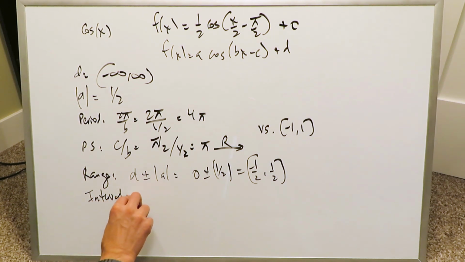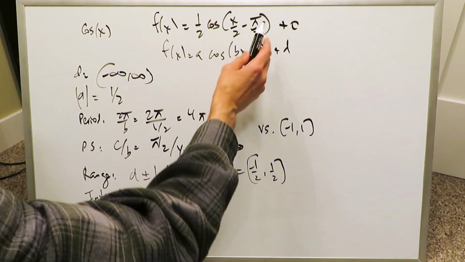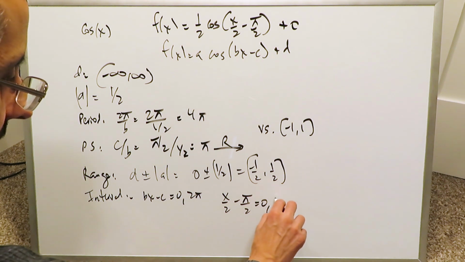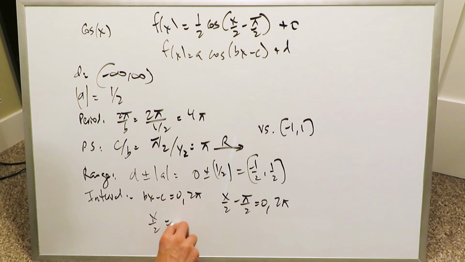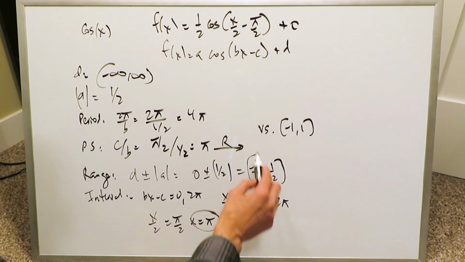Interval. You will do bx minus c equal to 0 and 2 pi. You have your bx minus c. You have x over 2 minus pi over 2 equal to 0 and 2 pi. If x over 2 minus pi over 2 is equal to 0, you solve for the first one. x over 2 is equal to pi over 2 and x is equal to pi. Well, that's the start of one wave in terms of the interval. And then you do the same thing with 2 pi.